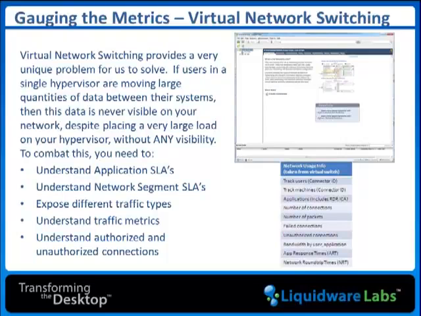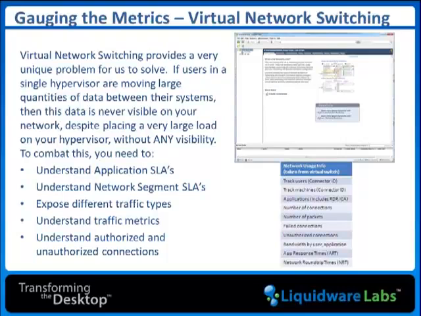If I have a couple of users inside a single hypervisor, and they're transferring gigs and gigs and gigs of files through either a peer-to-peer network or a mesh network or even a simple file share, and I have my network engineers go and place a sniffer on the physical switch that connects to that hypervisor, the network engineer is really not going to find anything, because the majority of that information is never leaving the server.